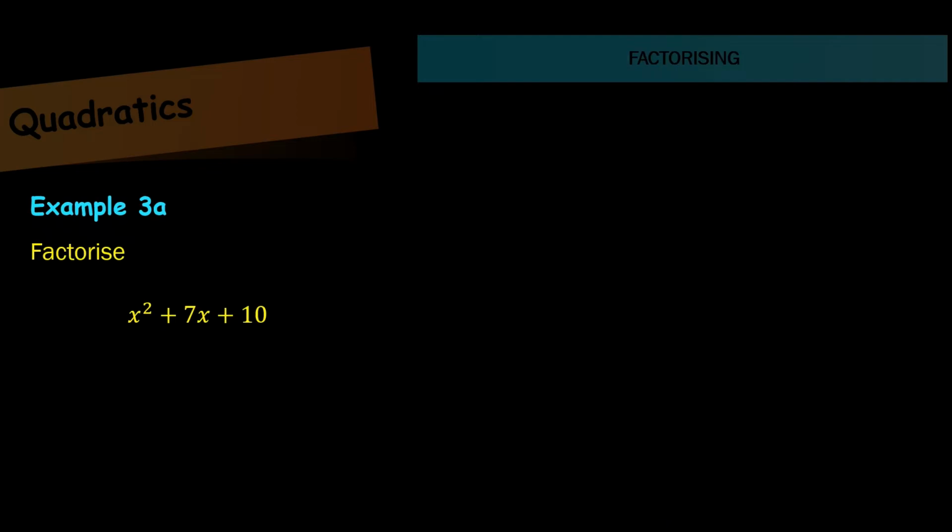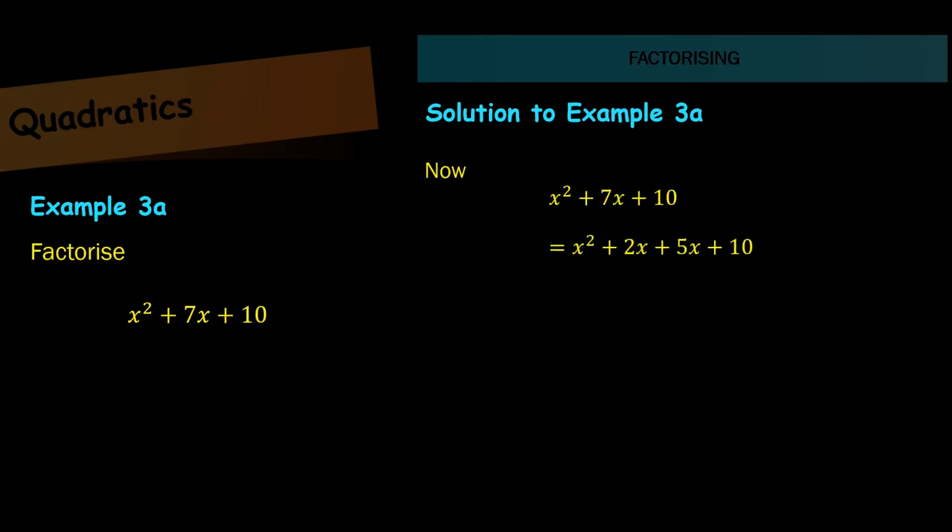We will now take a look at factorizing quadratics. Let's try factorizing the quadratic shown on your screen. Pause the video and have a go. Press play when you're ready to view the solution. So let's solve this. We can rewrite this equation as shown. Notice that 2x plus 5x equals 7x and 2 times 5 equals 10. So we can split up the quadratic as x squared plus 2x plus 5x plus 10.